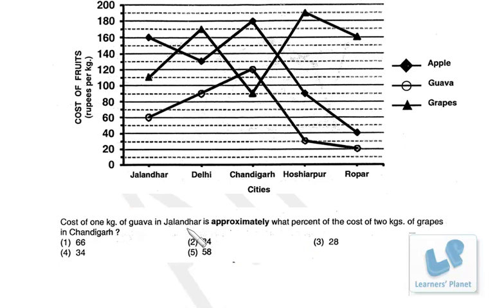Cost of 1 kilogram of guava in Jalandhar is approximately what percent of the cost of 2 kilograms of grapes in Chandigarh? So cost of 1 kilogram of guava in Jalandhar. Guava is circle, so cost of 1 kilogram over here it is 60, right? And cost of 2 kilograms of grapes in Chandigarh. In Chandigarh, grapes is triangle, so cost of 2 kilogram will be 180 rupees, right? So that we can see it's 1/3, that is 33.33%. So approximately it is 34%, right?